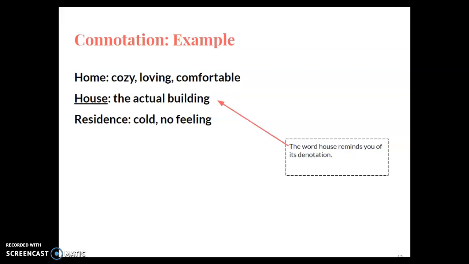House reminds you of just the denotation. It is just the actual building. And when you hear the term residence, that's a negative association. It's unfeeling, it's cold. You don't get warm and fuzzies when you hear residence, right?